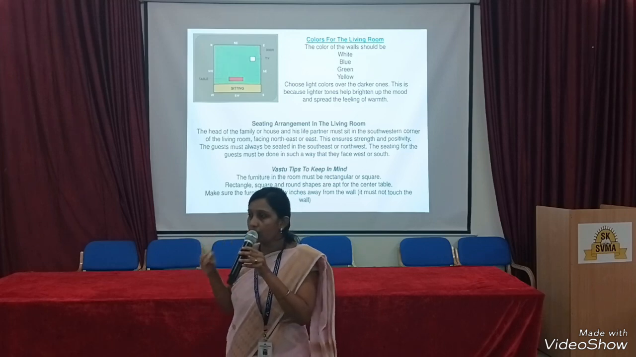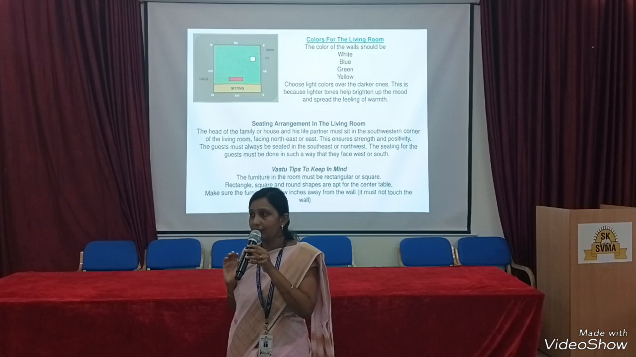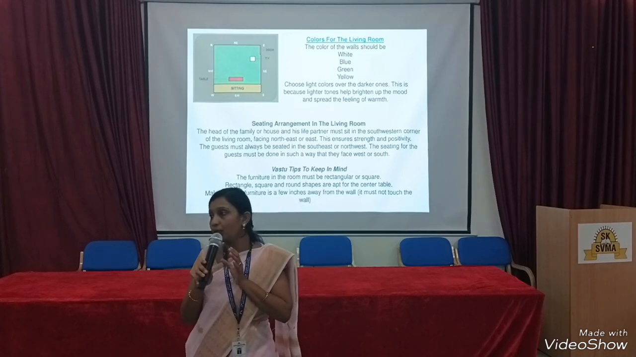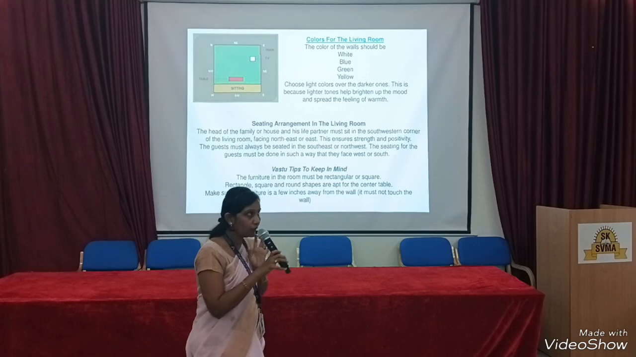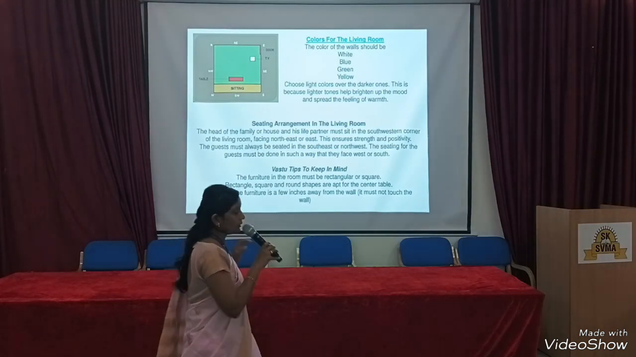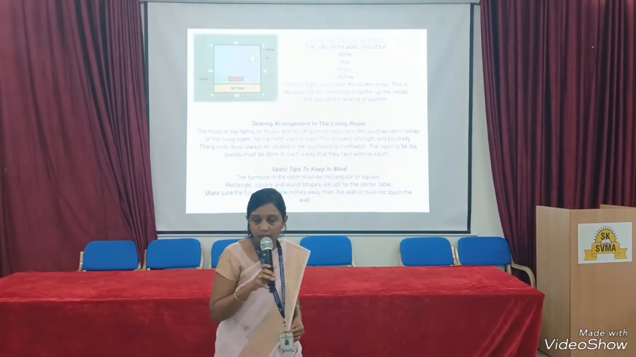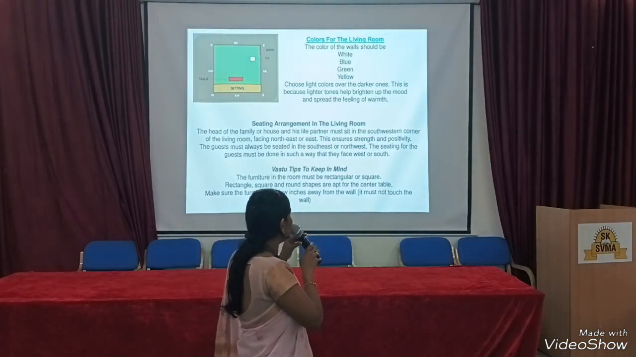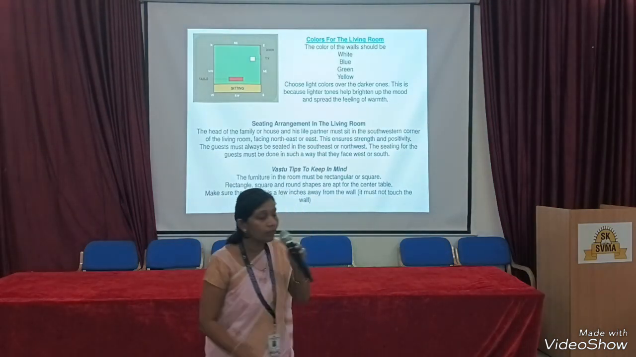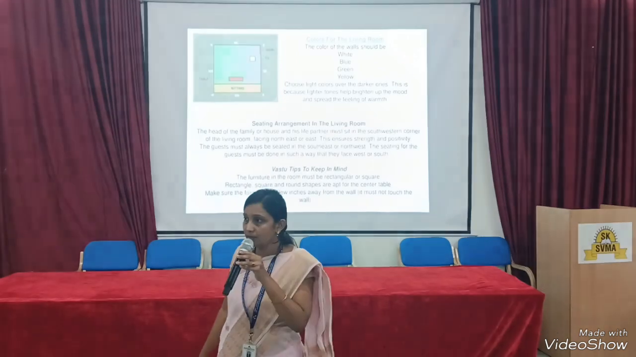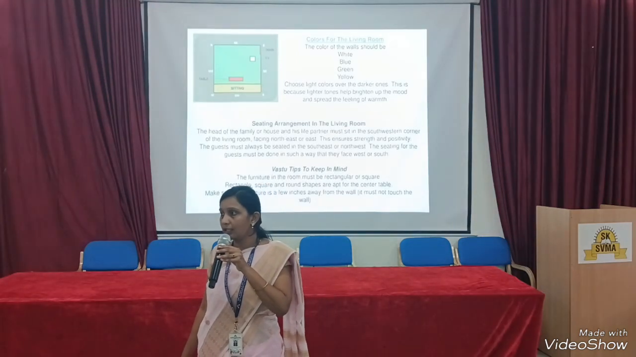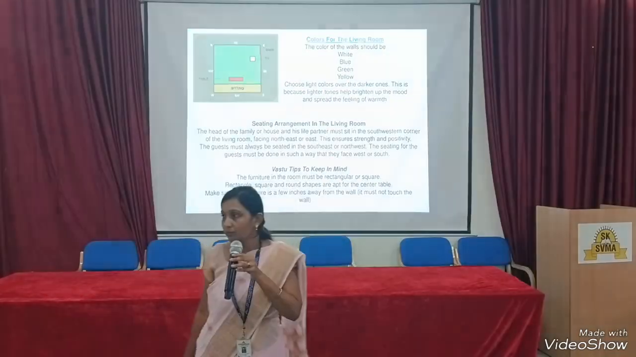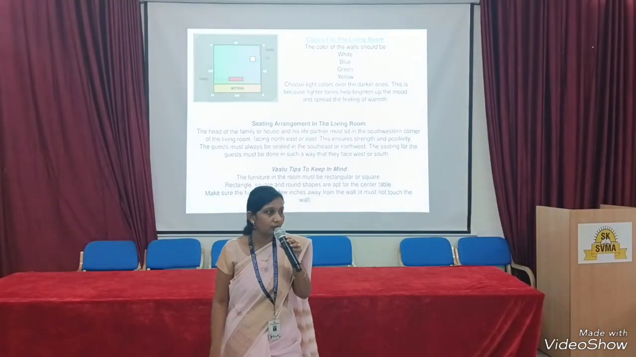So we need to give the correct color. If it is the living room, which color do we like? For all places there is a particular color. Here I am discussing the first one, that is the living room. For the living room, normally we give four colors. What are those four colors? White, blue, green, meaning light green, not dark green, and yellow. So just observe those colors.